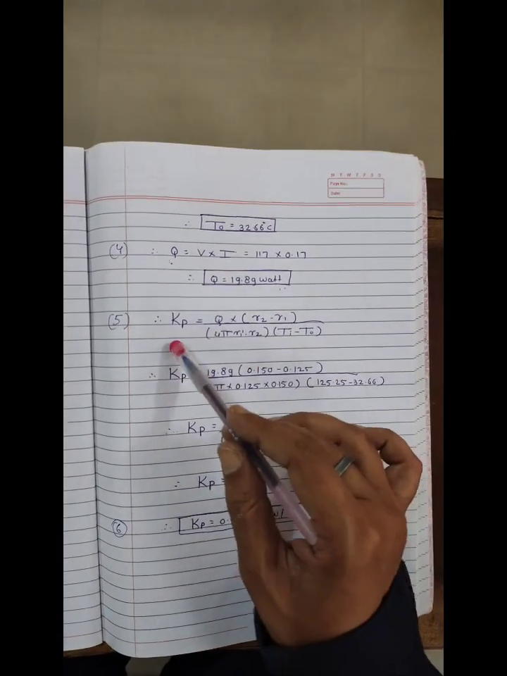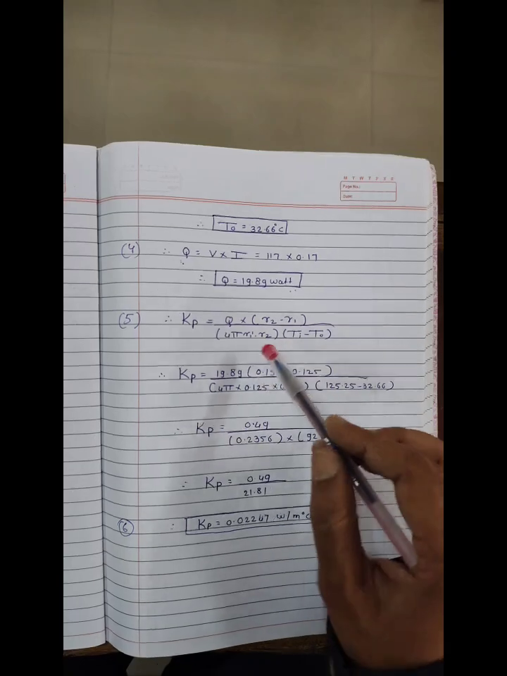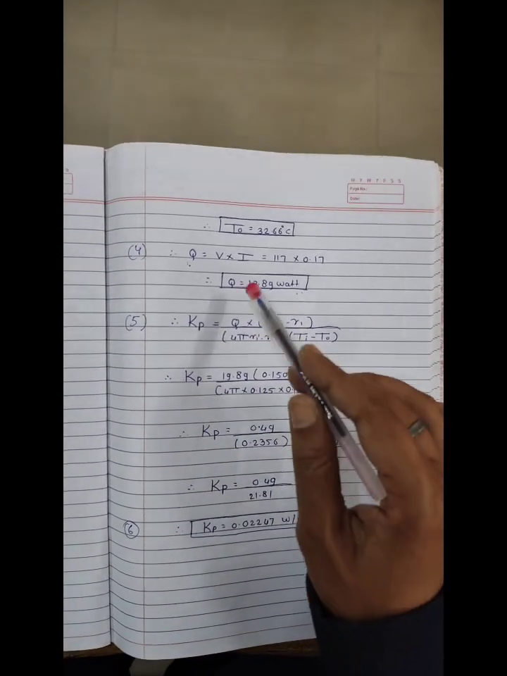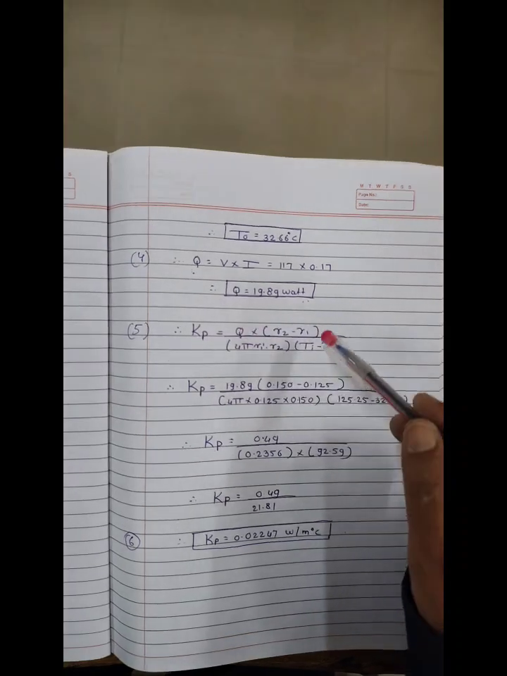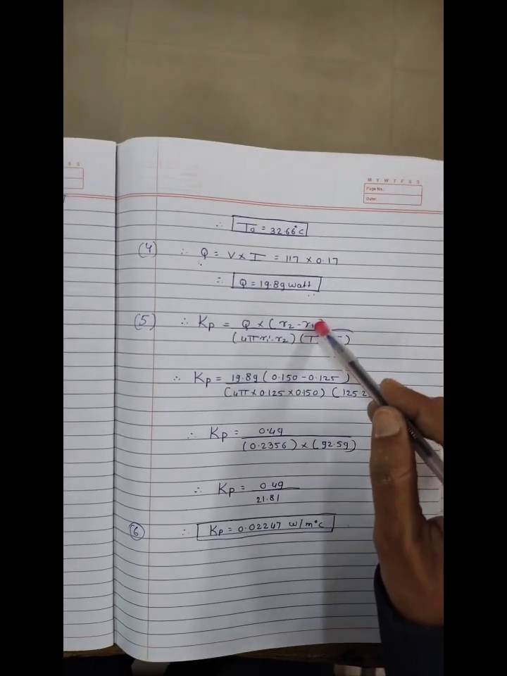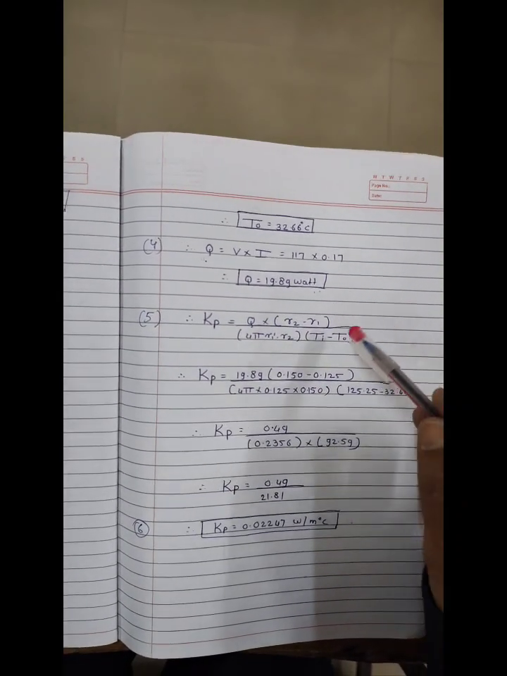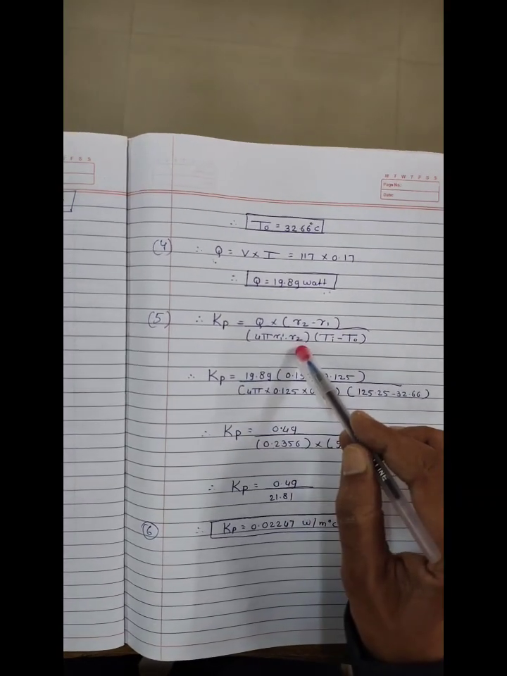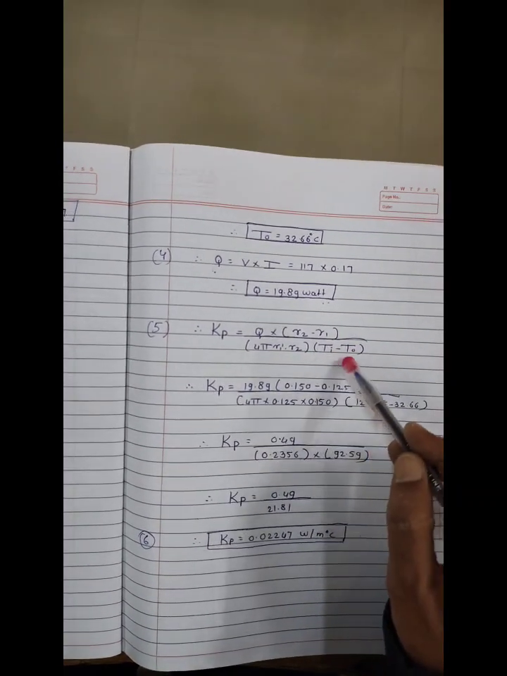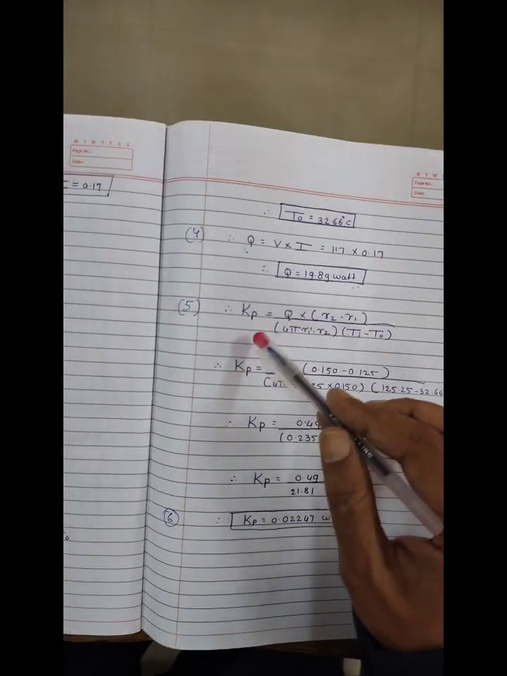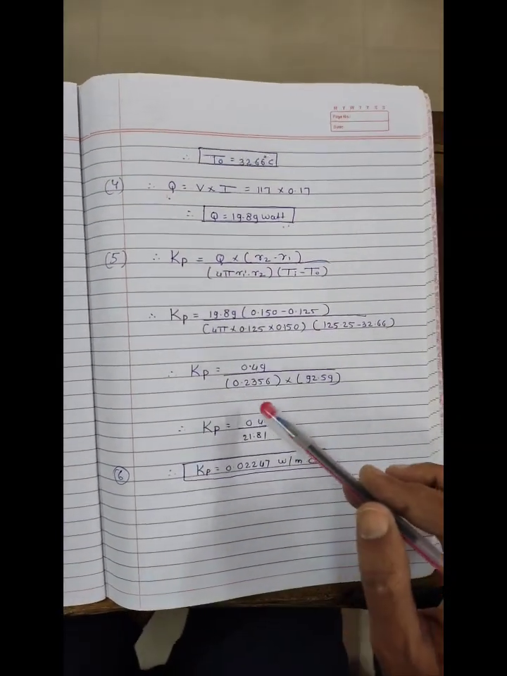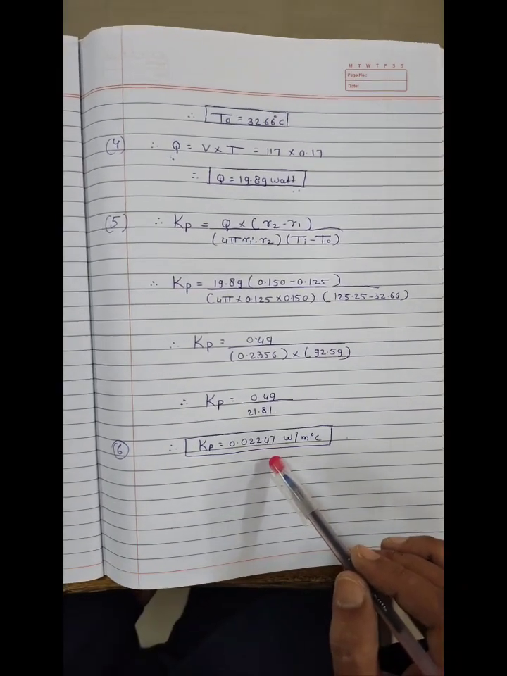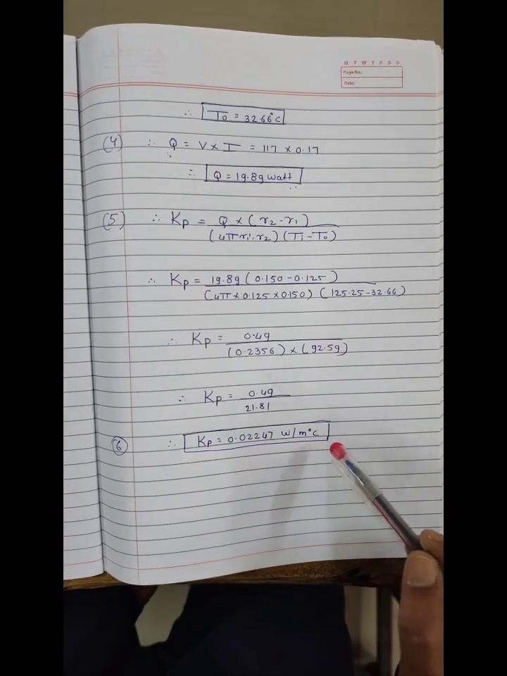Now this is our formula for calculating the insulating powder thermal conductivity, and we put in the values we calculated above: Q, and R2 minus R1, which is the thickness of the concentric sphere, and this is the area of the sphere, and these are the temperature differences. In this way we calculate the thermal conductivity of the insulating powder, and we get 0.02247 watt per meter degree Celsius.